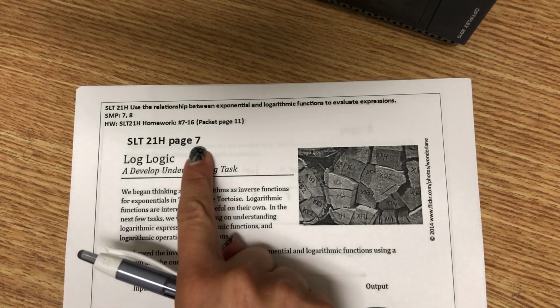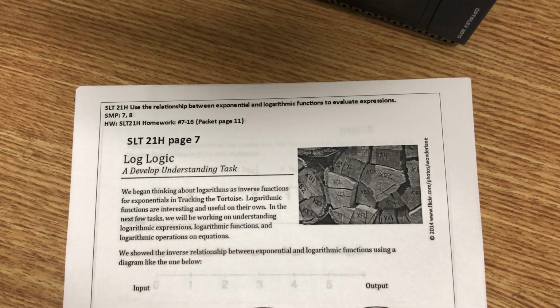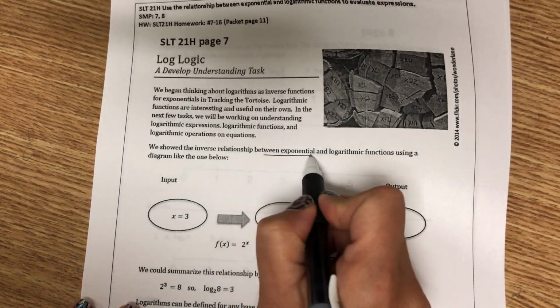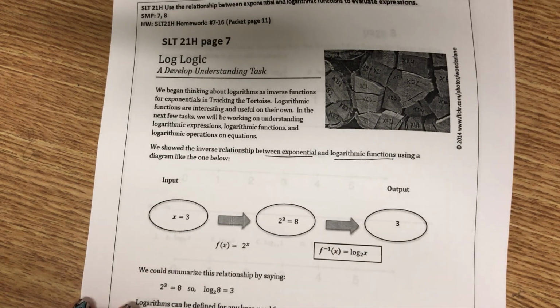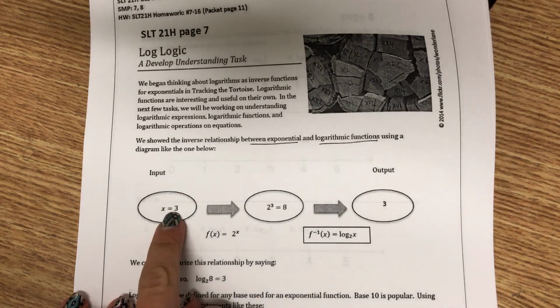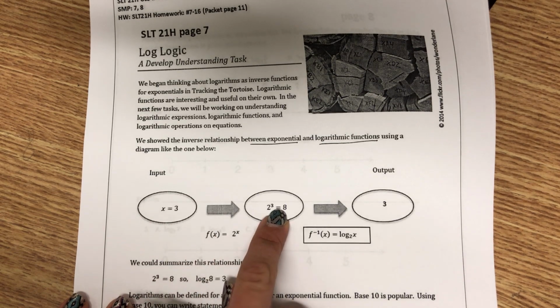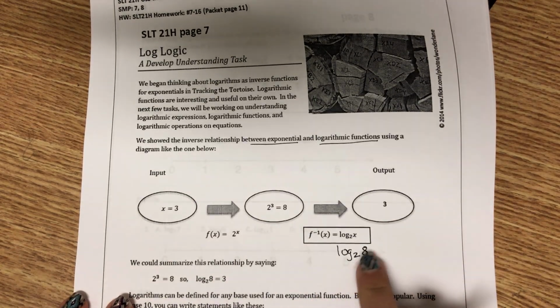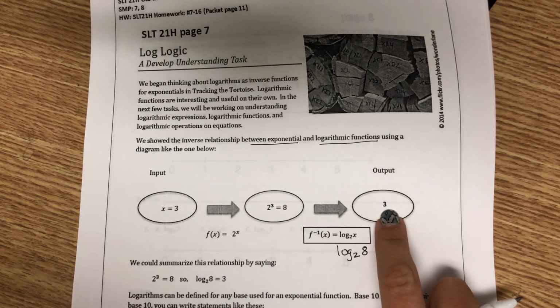Okay, so now turn to page 7. And yesterday we did the what power function. I think that was yesterday. So we can see that an exponential and a log function are inverses of each other. They undo each other. So if I input 3, 2 to the 3rd is 8, but then if I take the log, so log base 2 of 8, 2 to what power is 8? That's 3.